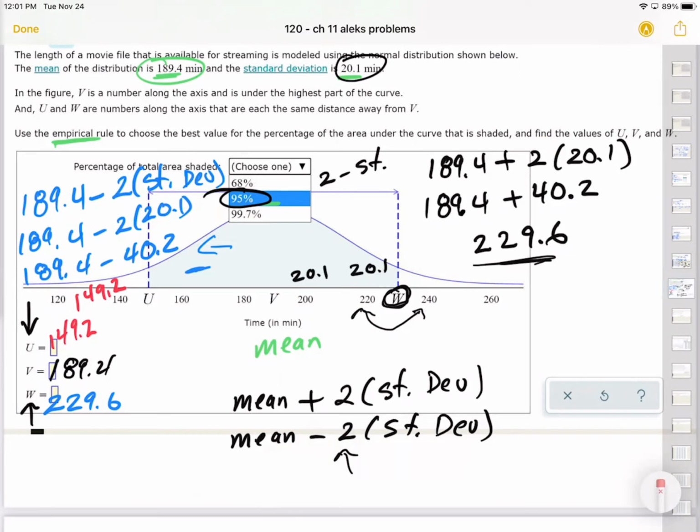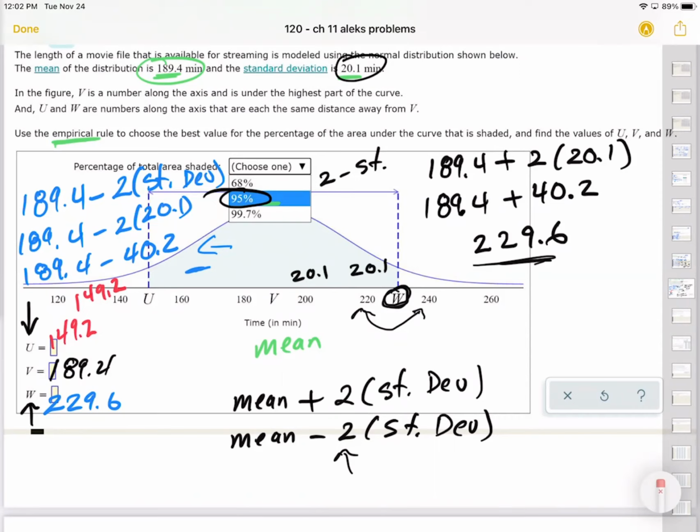And again, it's very clear for this type of problem. The graph looks very clear. You can see that if it's small, it will be 68. If it's big, it will be 95. If it covers almost everything, it will be 99.7. Okay.